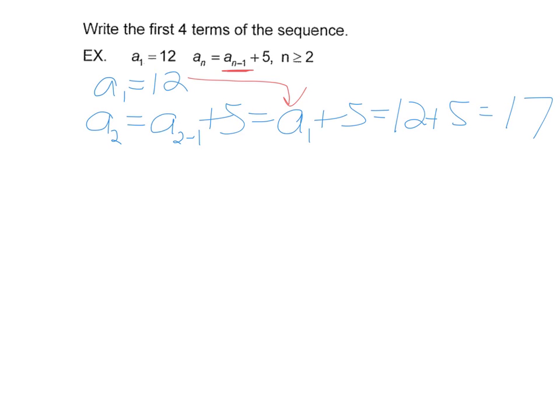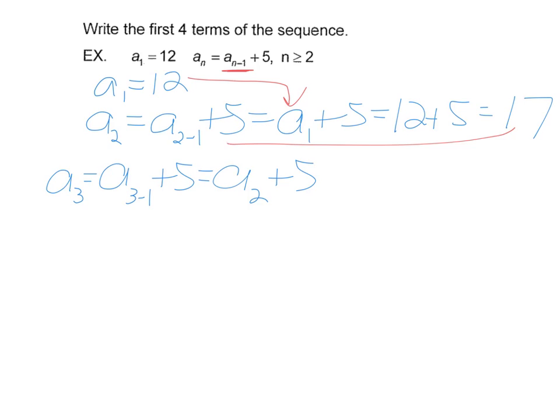Now we need to find the third term, a sub 3. So everywhere we see an n, we'll replace it with a 3. A sub 3 minus 1 plus 5 would be a sub 2 plus 5. And we found a sub 2 to be 17. So you go back 1 and pick up the previous term to put in the new formula. 17 plus 5 is 22.